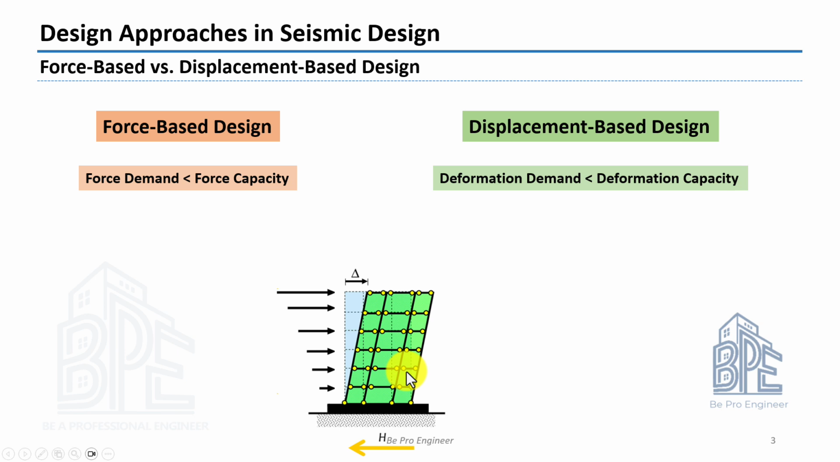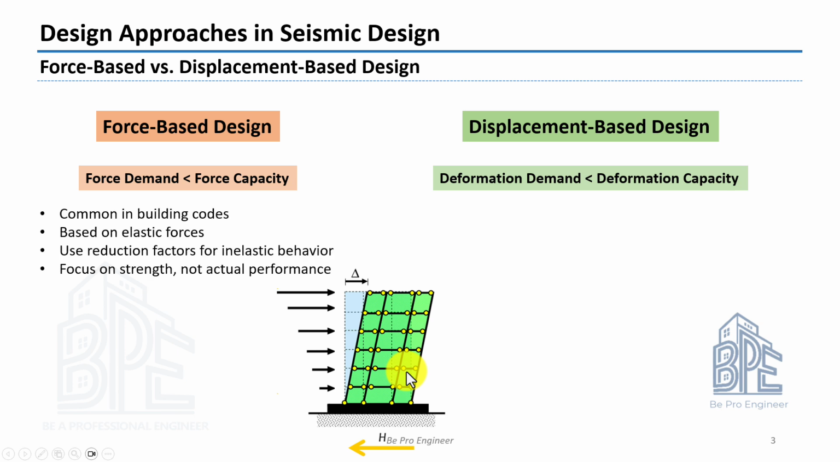In displacement-based design, we estimate how much each part of the structure will deform during an earthquake, and then compare that to its deformation capacity. If the demand stays within the capacity, we're good. If not, then adjustments need to be made.